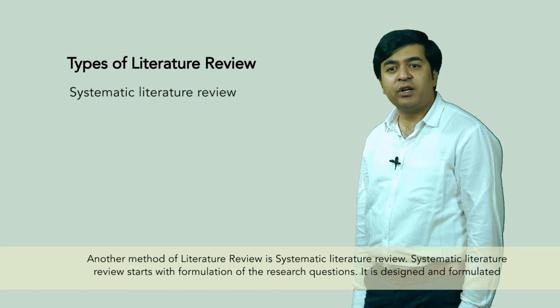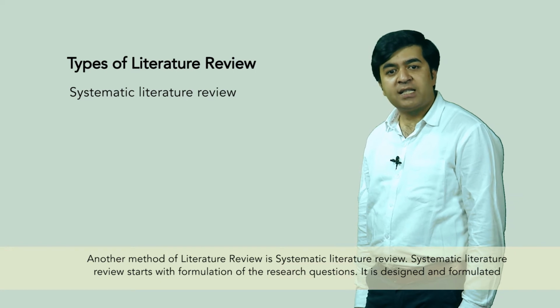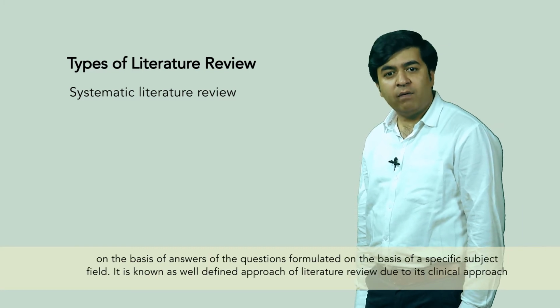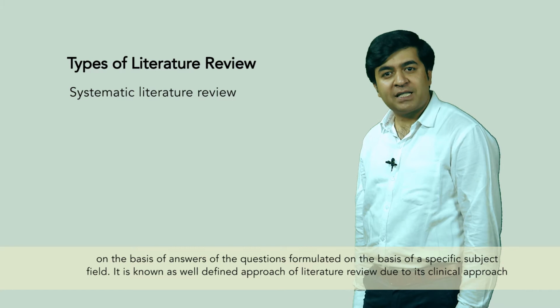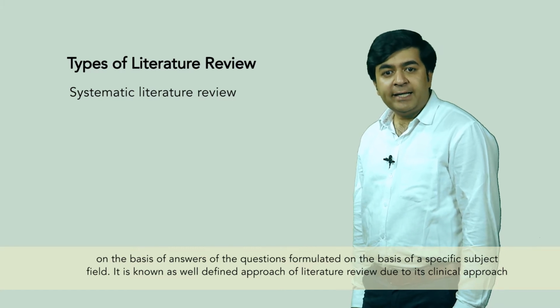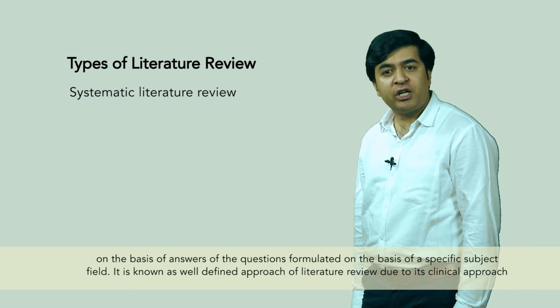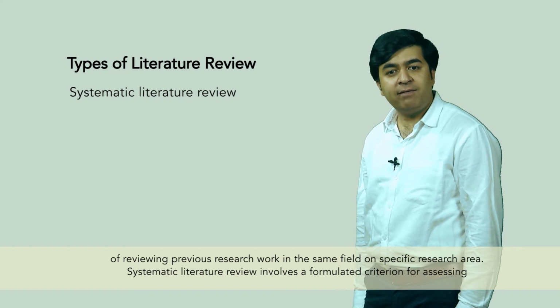Another method of literature review is systematic literature review. Systematic literature review starts with formulation of the research questions. It is designed and formulated on the basis of answers to the questions formulated on the basis of a specific subject field. It is known as a well-defined approach of literature review due to its clinical approach of reviewing previous research work in the same field on a specific research area.